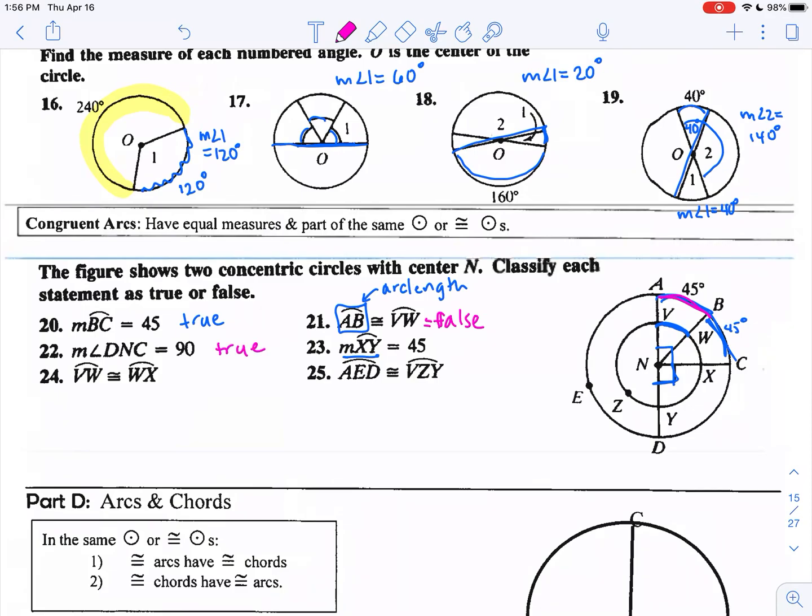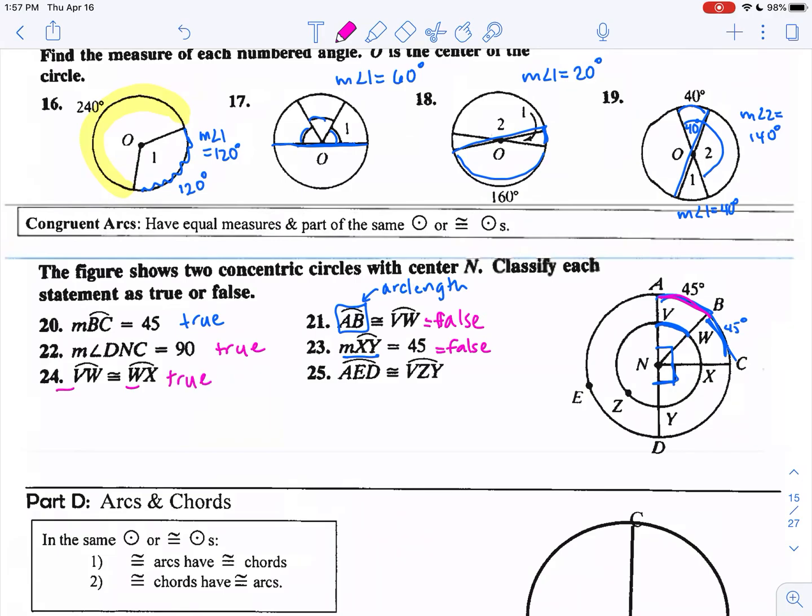Measure of arc XY is equal to 45. We can see that that's not true. It should be 90 degrees. So false. Okay, no mention of measure, so this is arc length. Arc length VW is congruent to arc length WX. And that is true. The lengths of those arcs are equivalent because the central angle is equivalent. So true.